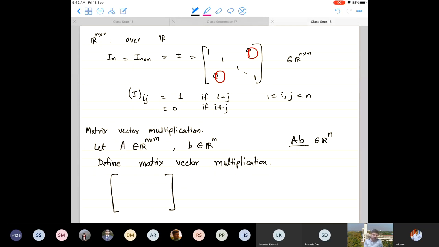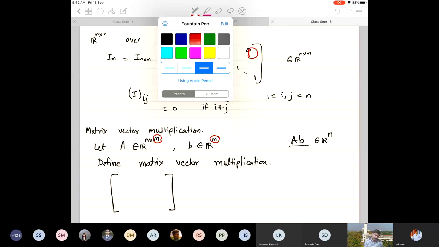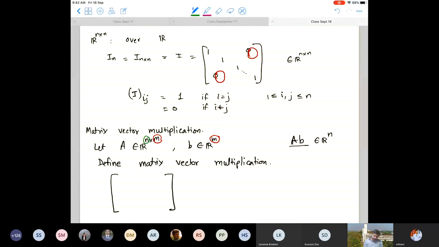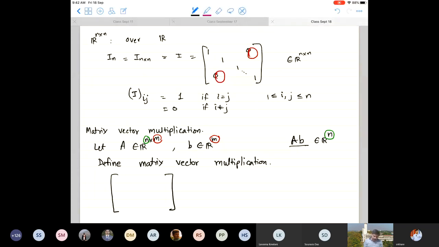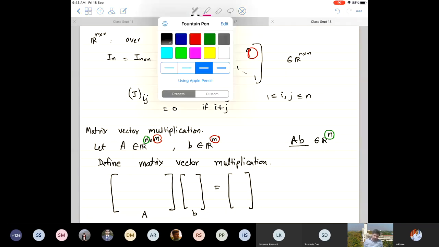This is something that you have to look at. The matrix is R^(n×m), so this m is sitting here and this n is actually going here. That's what is really happening. This is matrix A and this is vector B. And how do I define this multiplication of AB? This is how I define it.